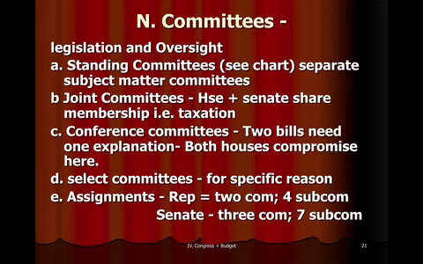And then finally we have select committees. Typically these are done for some specific purpose or reason. Maybe there's a specific budgetary issue. The super committee that we had recently falls into this category. It's a select committee. Most commonly select committees are one house or the other. The super committee happened to have both. We've already talked about assignments, so we will move on from there.